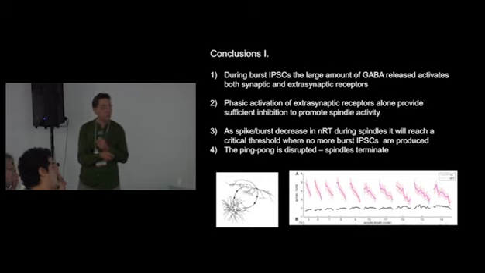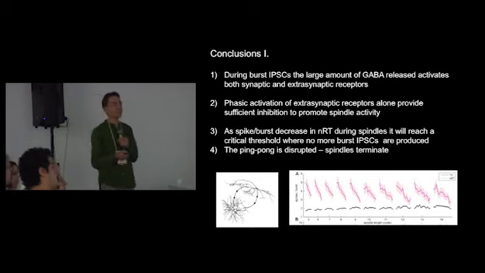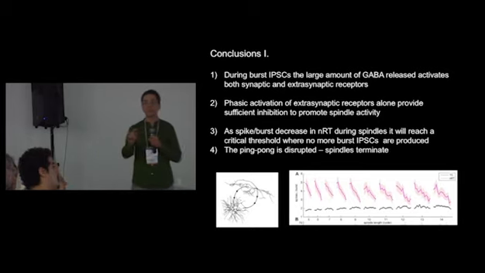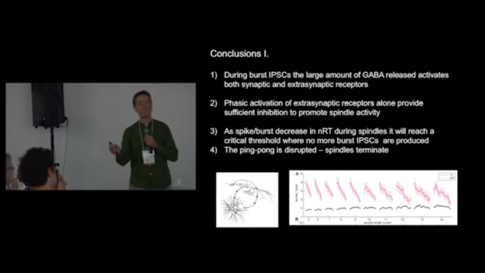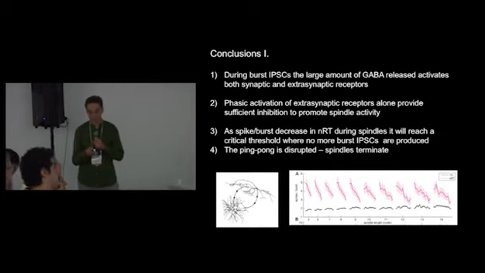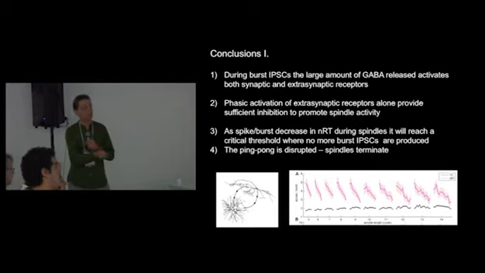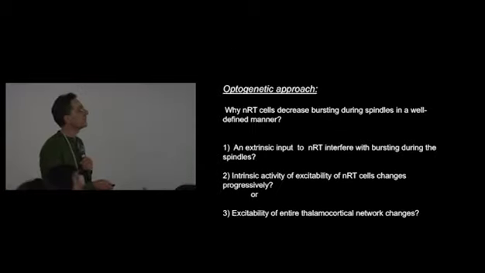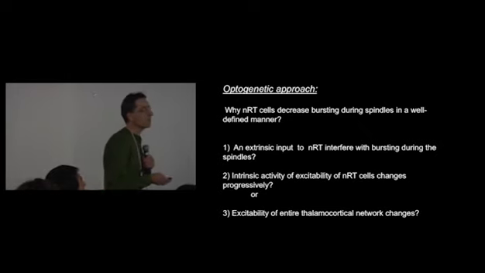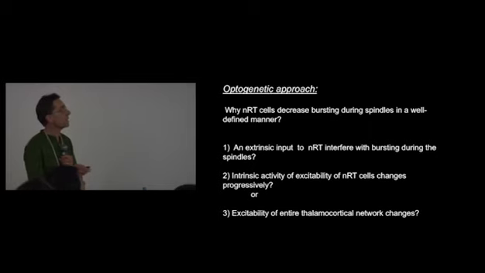So the conclusion of the first part of the talk is that the proximate cause of spindle disruption is basically the switch of GABA release from the burst mode, where you activate extrasynaptic receptors as well, to a single mode where you activate only synaptic ones. Of course, the next question is what determines this activity? And this is when we start to use optogenetics to figure out the mechanism.